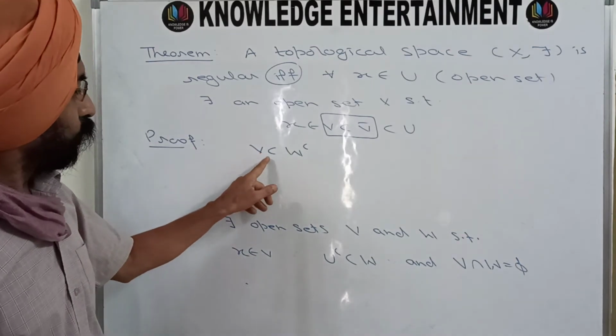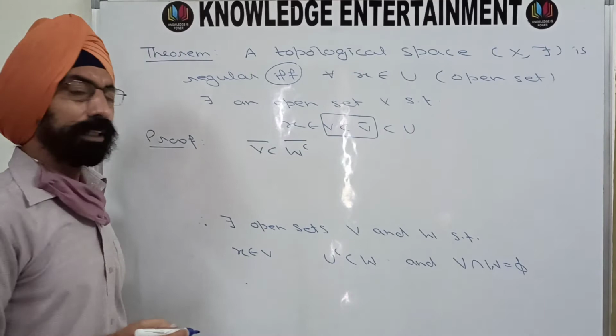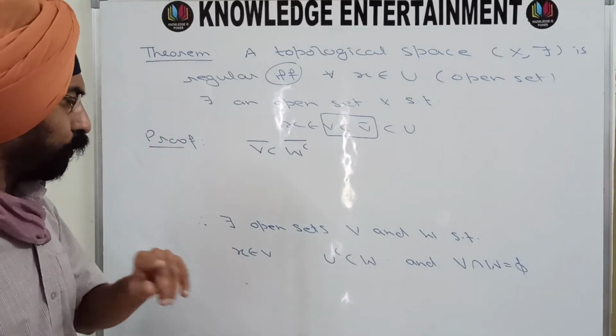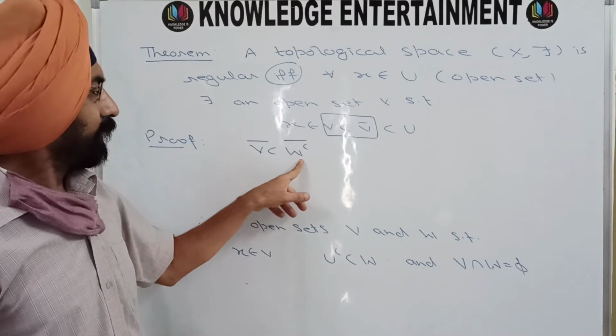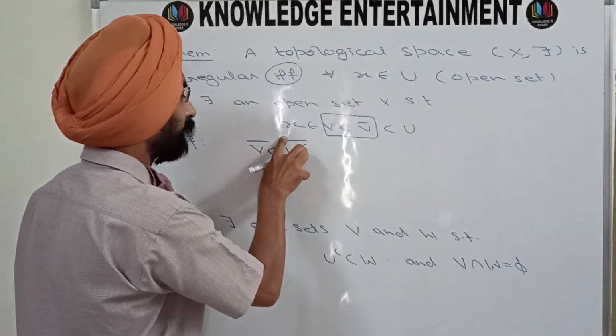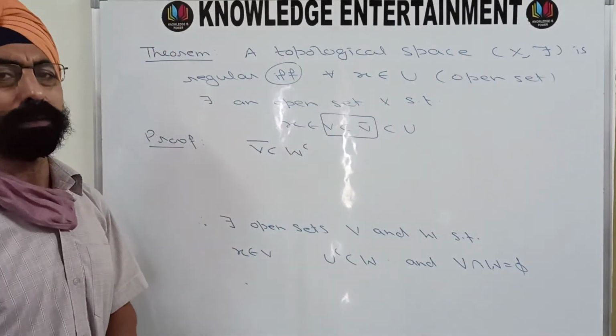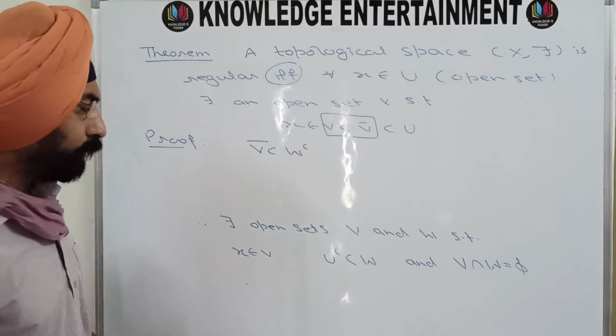Take closure on both sides. So V bar is a subset of W complement bar. W is an open set, so W complement is closed. Closure of a closed set is the set itself, so you can remove it from here. W complement bar is same as W complement, so V bar is a subset of W complement.